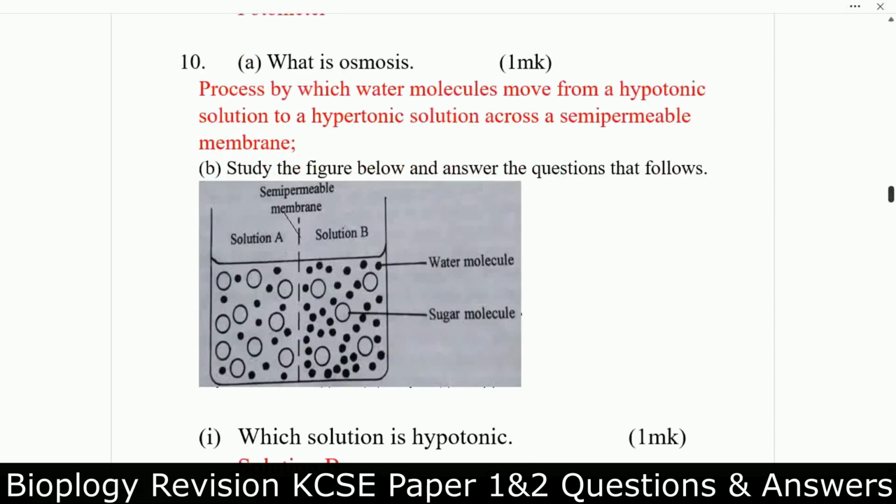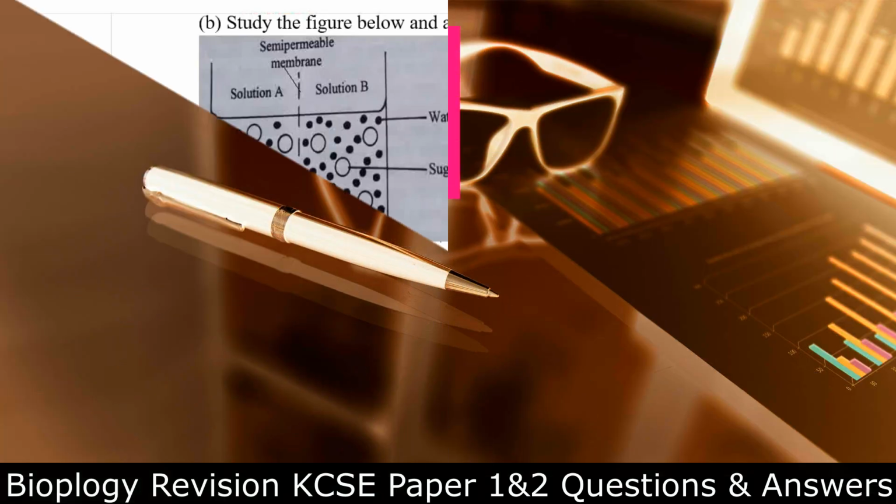Number 10, what is osmosis? A very common question. Process by which water molecules move from a hypotonic solution to a hypertonic solution across a semi-permeable membrane. B, you're told to study the figure below and answer the questions that follow. So you can see a structure here.